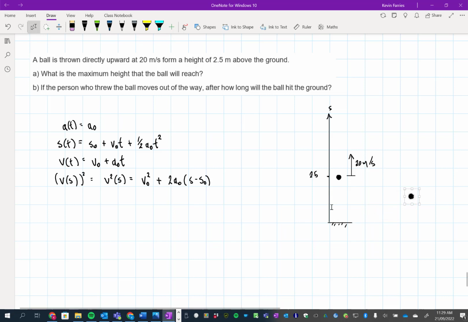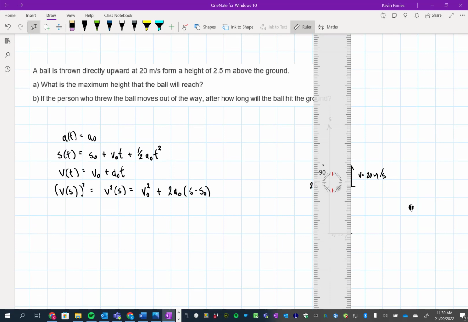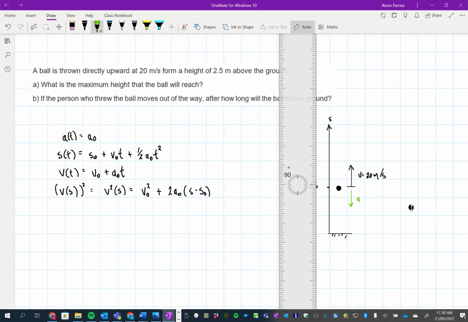So when you've got acceleration acting on an object, if the velocity is in the opposite direction from the acceleration, and we could even write that on here, this is the velocity is 20 meters per second. So initial velocity is 20 meters per second. And we could also show the acceleration. Might want to use a different color for that. And so acceleration is downwards and always under gravity, 9.81 meters per second squared.